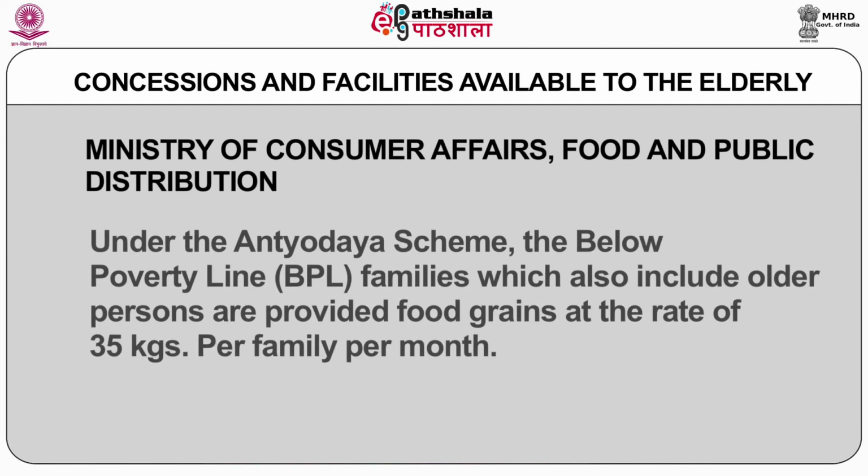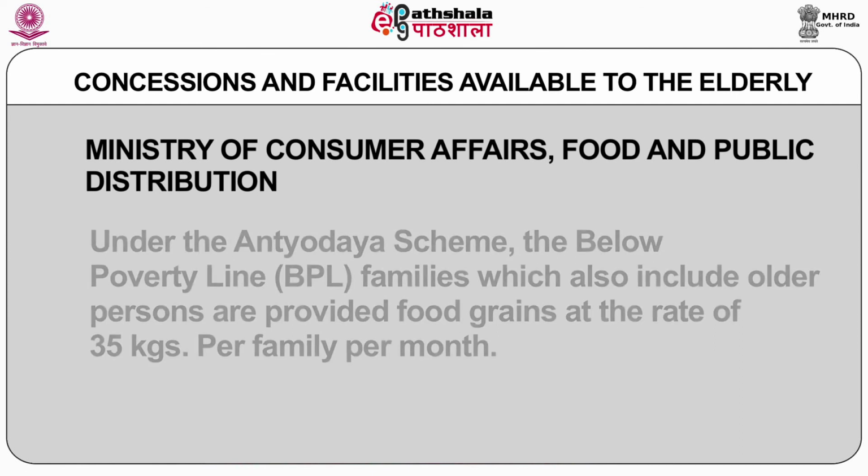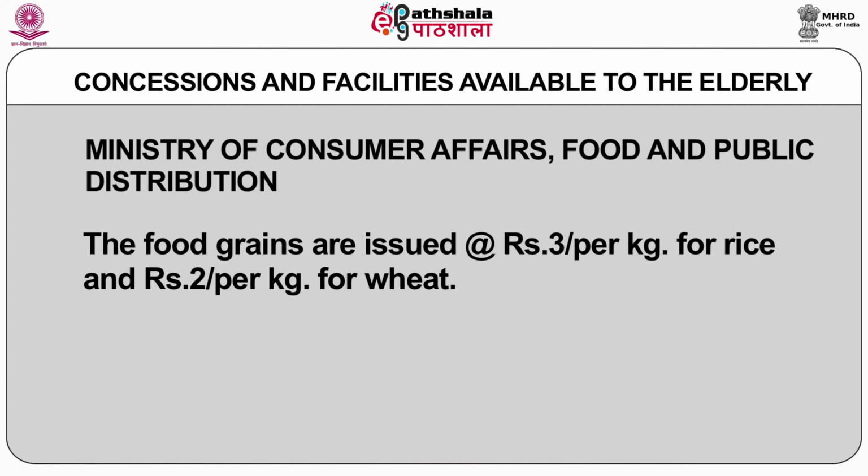Ministry of Consumer Affairs, Food and Public Distribution. So what does this ministry offer the elderly? Under the Antyodaya scheme, the below poverty line or the BPL families, which also include older persons, are provided food grains at the rate of 35 kgs per family per month. The food grains are issued at rupees 3 per kg for rice and rupees 2 per kg for wheat.